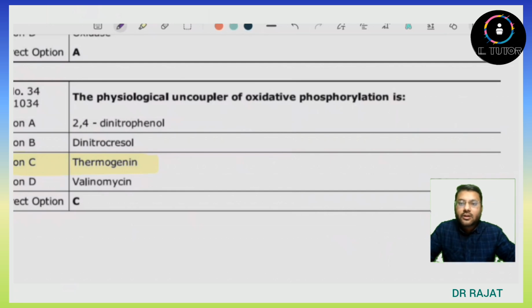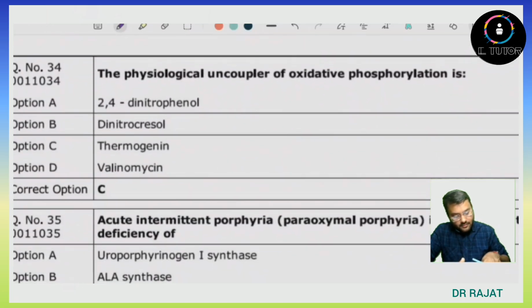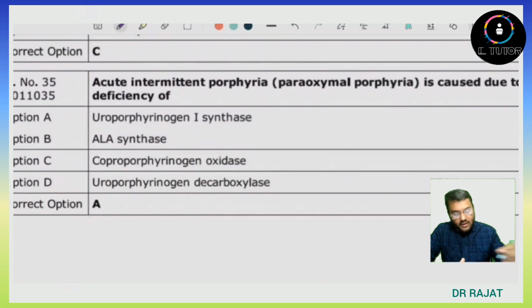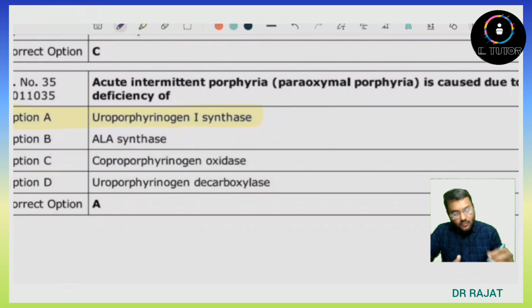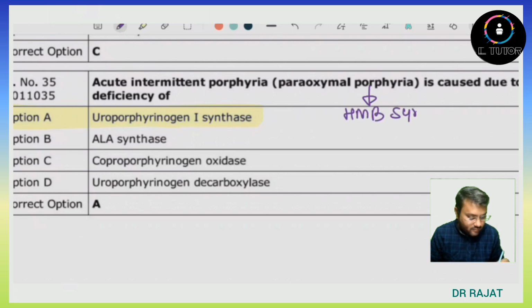2,4-dinitrophenol, dinitrocresol and valinomycin are also uncouplers. Acute intermittent porphyria is caused due to deficiency of. The answer here will be uroporphyrinogen I synthase. Acute intermittent porphyria is mainly due to the deficiency of HMB synthase, and the old name of HMB synthase is uroporphyrinogen I synthase. So the answer here will be option A.